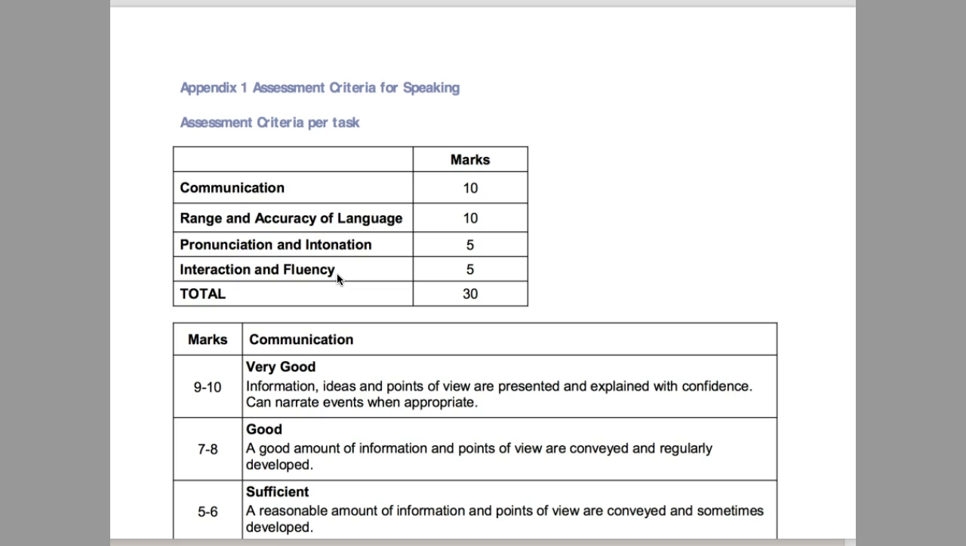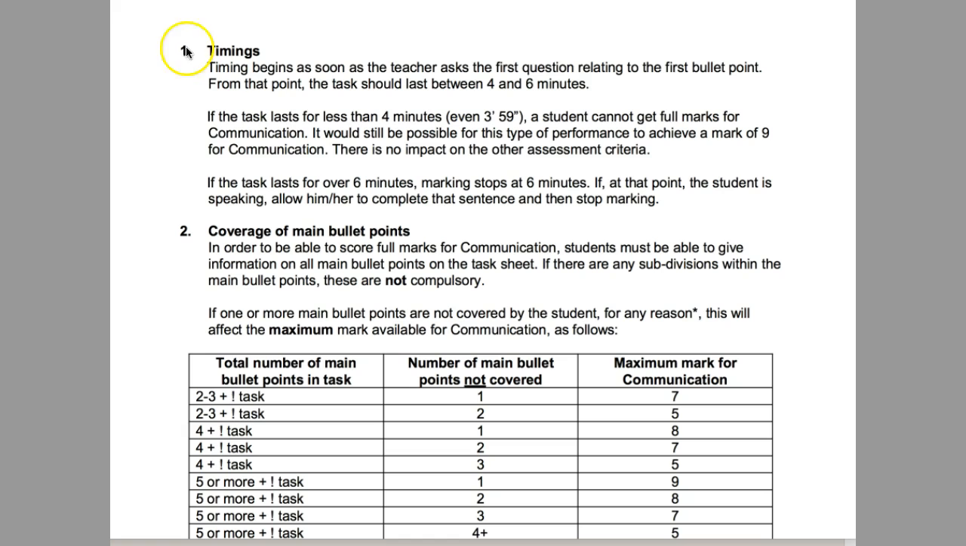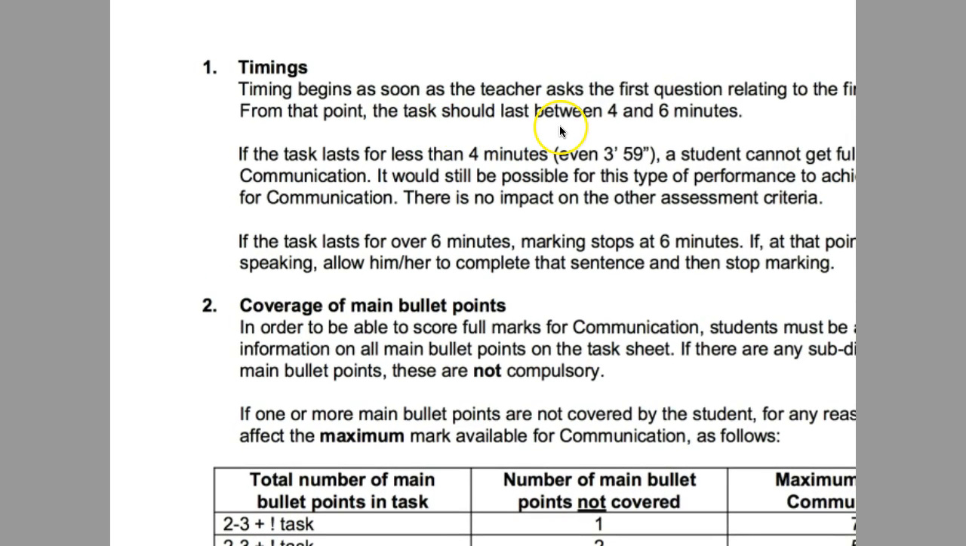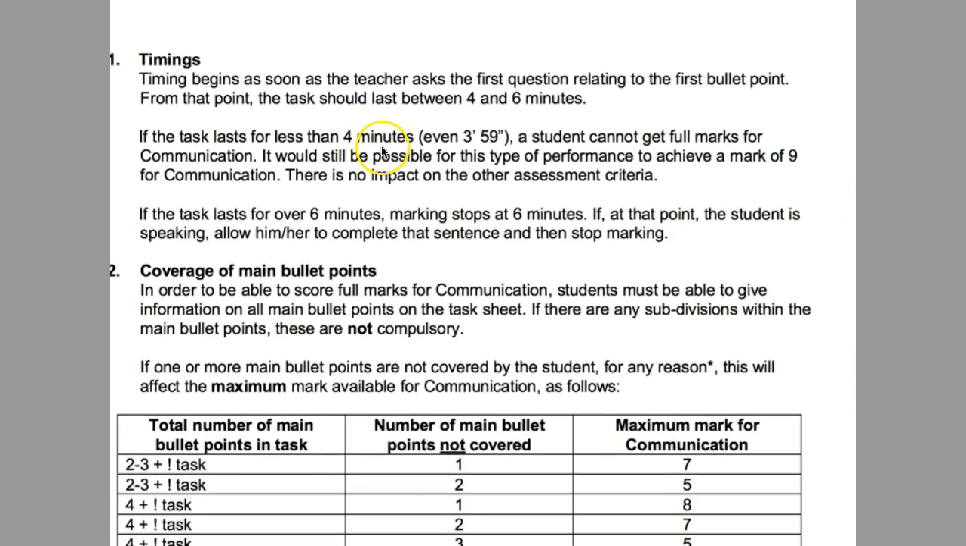Generally, there will be 5 to 6 questions the teacher will ask, and you have to answer for more than 4 minutes. The timings are really important because, if you see, the task should last between 4 to 6 minutes. If the task lasts for less than 4 minutes, even 3 minutes 59 seconds, a student cannot get full marks for communication. So I suggest for each question you talk for at least 50 to 55 seconds, so in case you forget something, it will still come to more than 4 minutes.